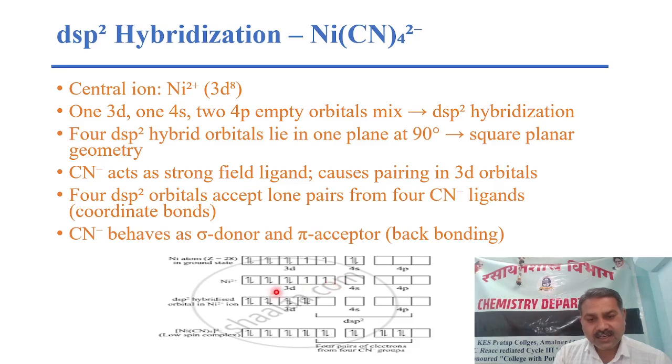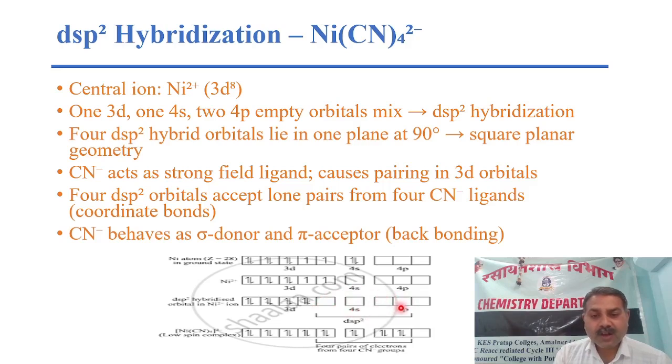In this 3d8 configuration, 2 unpaired electrons are observed in the d orbital. But cyanide is a strong field ligand, and when the cyanide ligand comes in contact with this nickel ion, these electrons pair up and make a vacant d orbital for hybridization. So this 1 3d orbital, 1 4s orbital, and 2 4p orbitals give these 4 hybrid orbitals which are vacant.